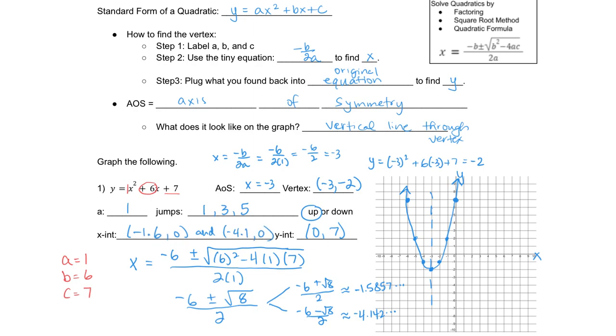And you can see that that makes sense. Negative 4.1, it's a little over between negative 4 and negative 5. That's reasonable. Negative 1.6 is between negative 1 and negative 2. That is reasonable.